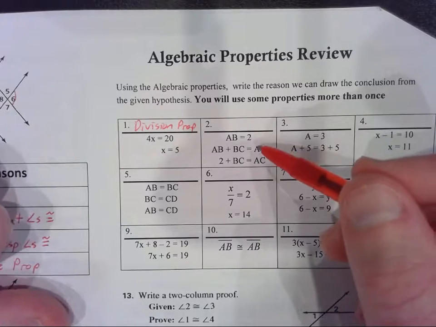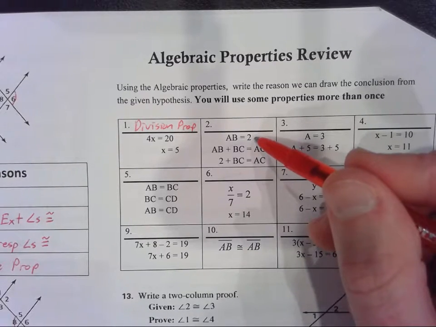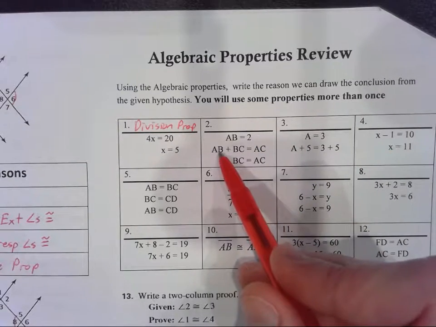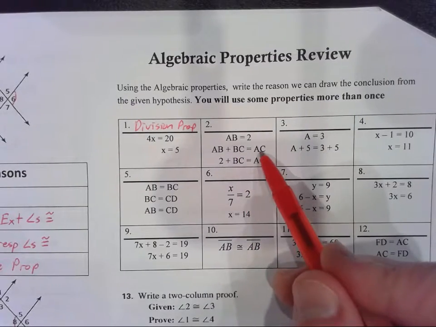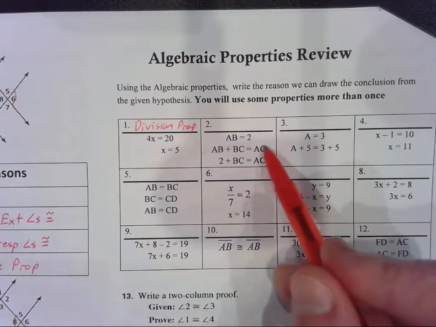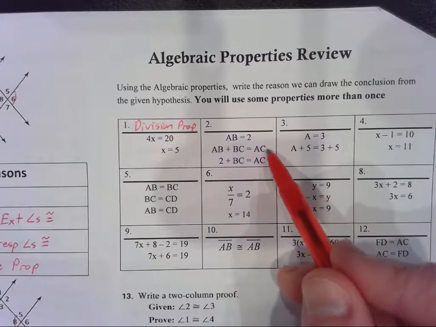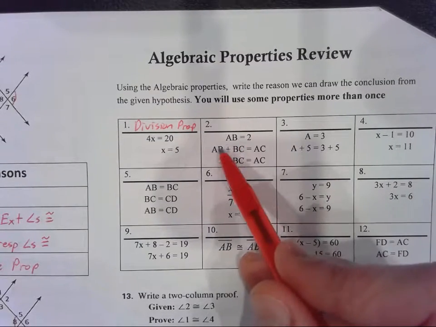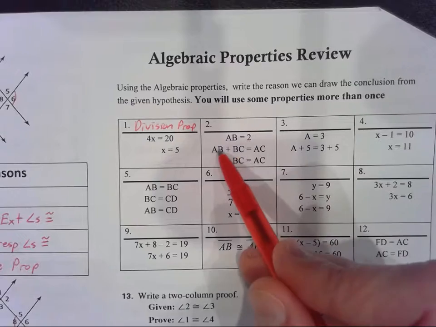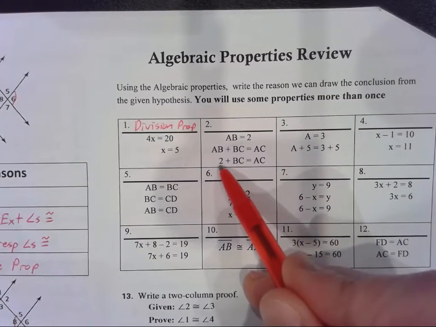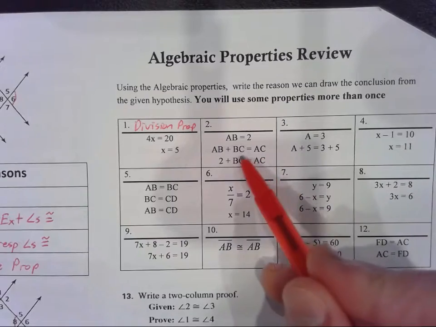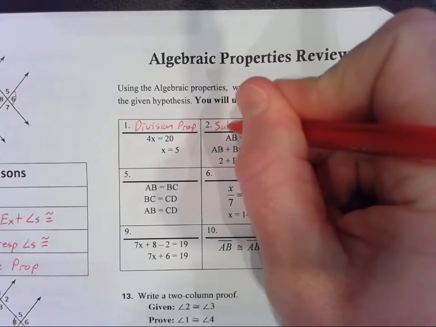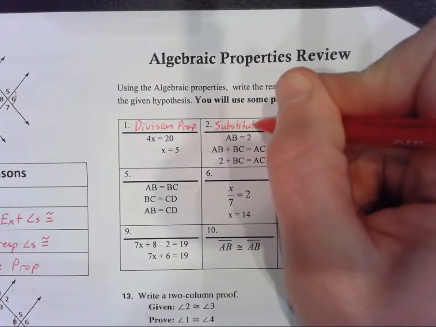In number 2, I'm given that AB equals 2. The length of AB is 2 units. And then I'm also told that AB plus BC is equal to AC. Sounds like segment addition postulate. AB plus BC equals AC. So if AB equals 2, I can replace AB with 2. I can substitute 2 in place of AB and get 2 plus BC equals AC. The only thing that changed from the line above it is that I substituted 2 in for AB. That is the substitution property.